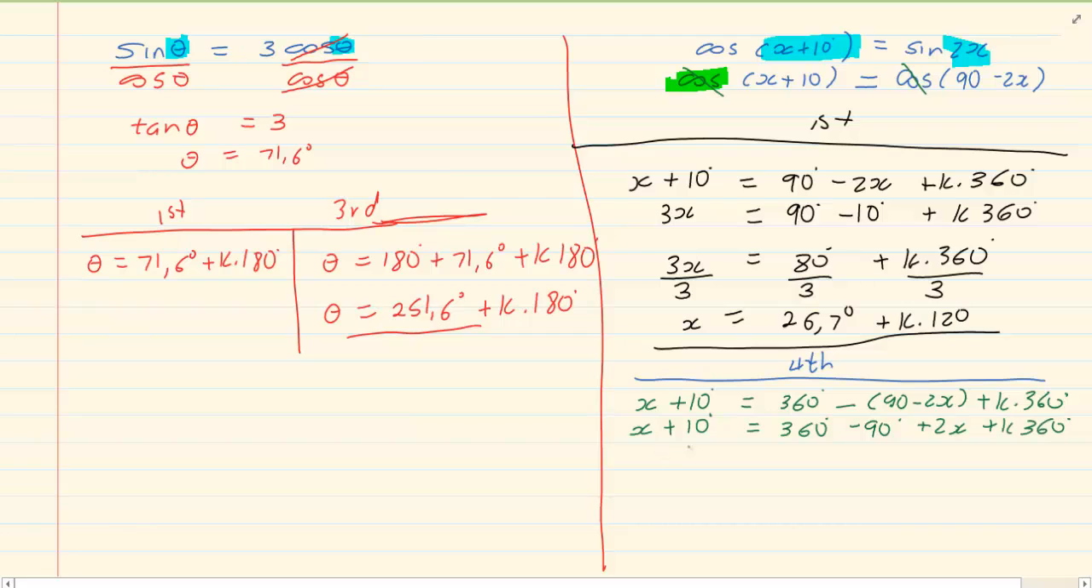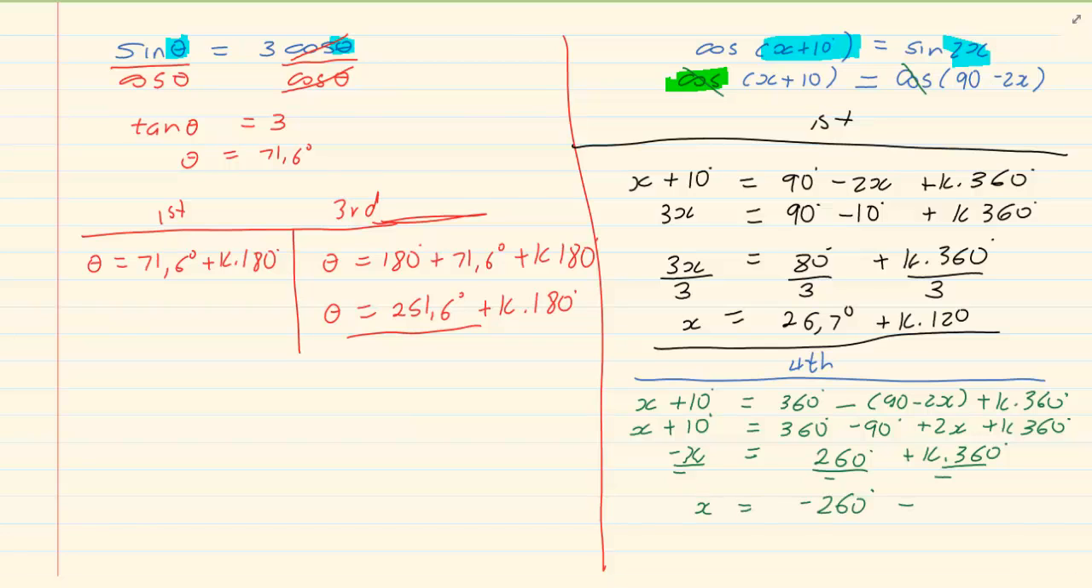If we take our 2x over, I will have minus x is equal to 360 minus 90, which is 270, minus 10, which will give us 260, plus k 360, divided by negative. So I have x is equal to negative 260 minus k 360.